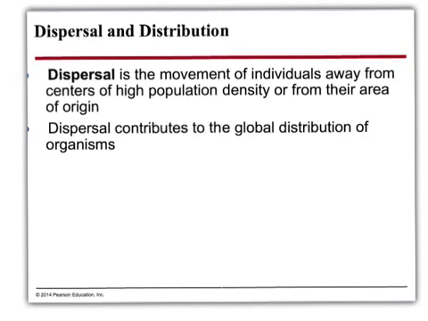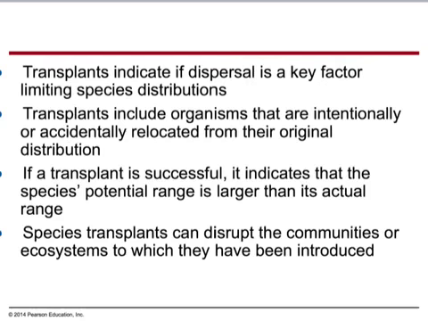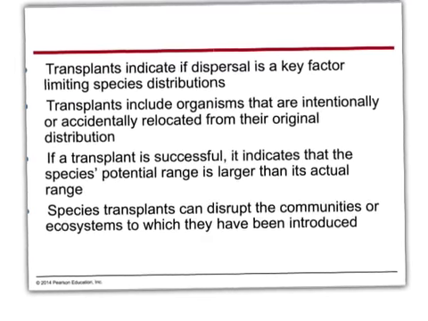Dispersal is movement of individuals away from centers of high population or from the area of origin. So if you get a moose in Boston, is that an example of dispersal or distribution? Dispersal, because that's not where they normally are. If you find a moose in Maine, that's not out of the ordinary. That's part of its normal distribution, distribution being where it is.